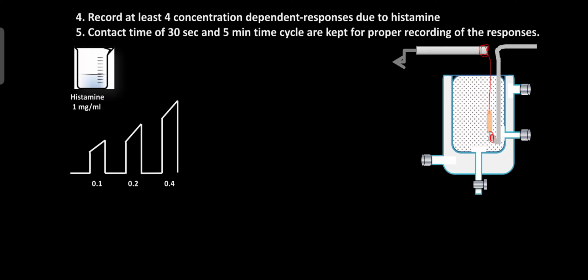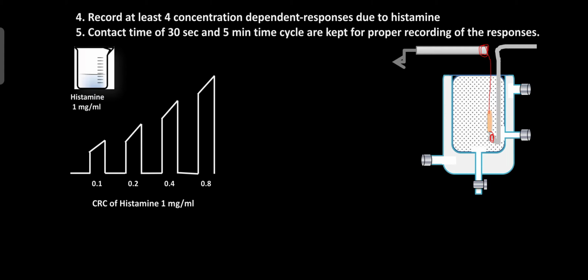Then after the 5-minute time cycle, once again record the baseline without any drug for 30 seconds. After that, add 0.8 ml of histamine and record the responses for 30 seconds due to addition of 0.8 ml of histamine solution. Then stop the drum and wash the tissue. This is the CRC of histamine, that is 1 mg per ml.